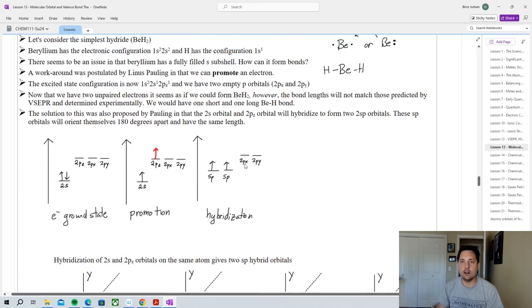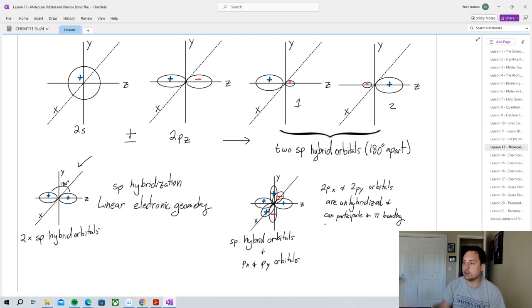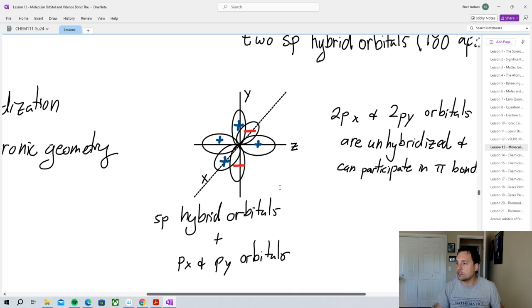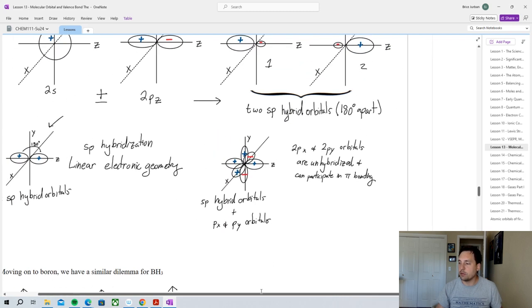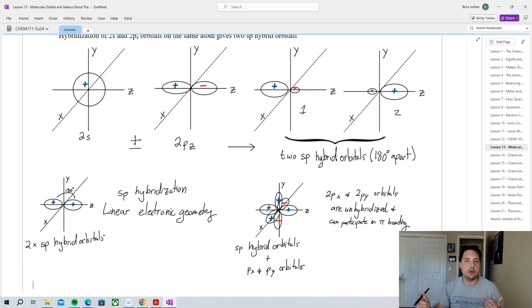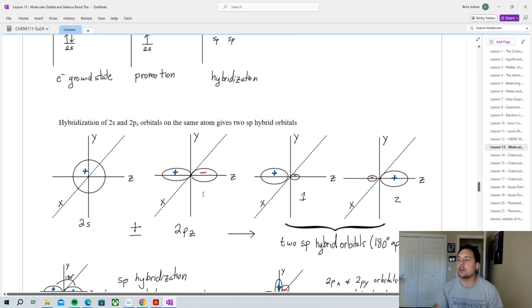There still are these unhybridized 2px and 2py orbitals, which we can add to the picture. This makes it look a little bit more complicated, but we'll use this image later on to understand how double bonds and triple bonds form. So the 2px and 2py orbitals are unhybridized, and they can still participate in pi bonding, not for beryllium, but for some other atoms. All right, so the thing we've got to keep in mind here is what geometry do we want, and how do we make orbitals that will fit that geometry?